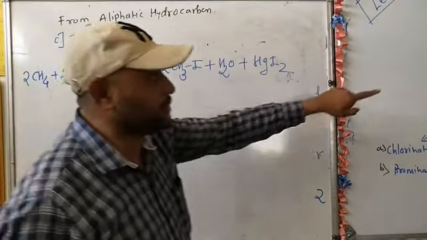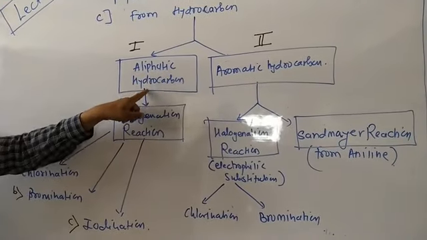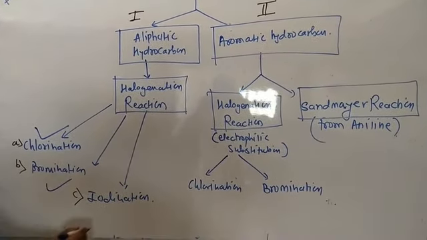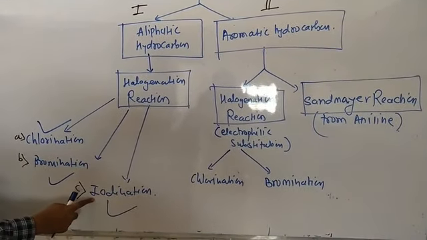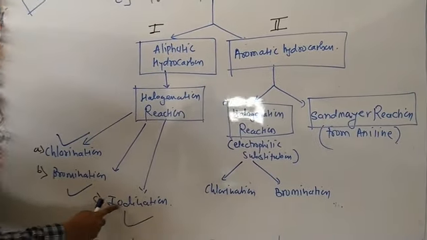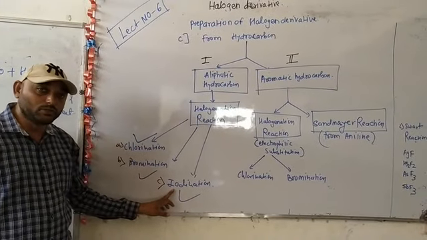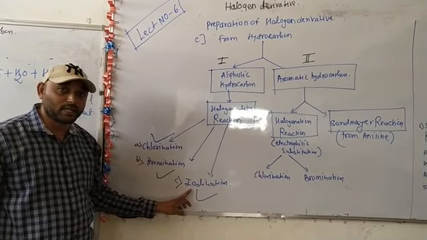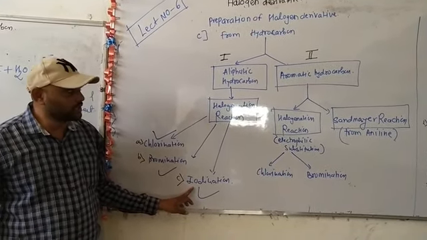This finishes the first type, that is preparation of halogen derivatives from aliphatic hydrocarbons, that is chlorination, bromination and iodination. So direct iodination of alkane is not a good method for preparation of alkyl iodide because it is a reversible reaction. Hence, in this type of reaction, we use an oxidizing agent to avoid the reversible reaction. The oxidizing agents are HgO or HNO3 or HIO3.